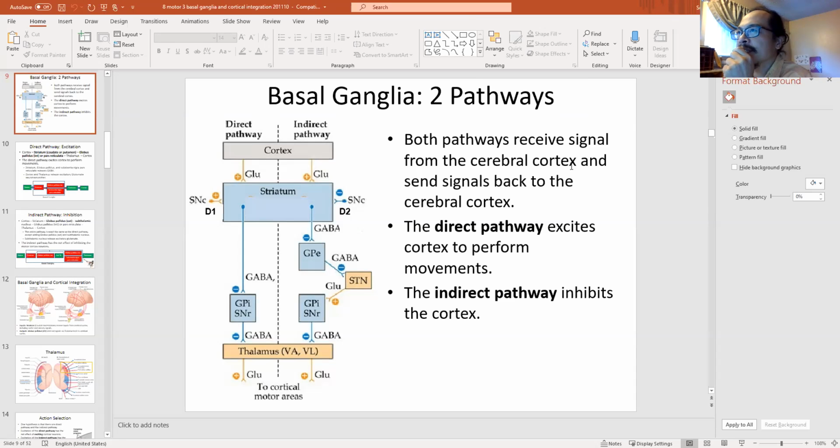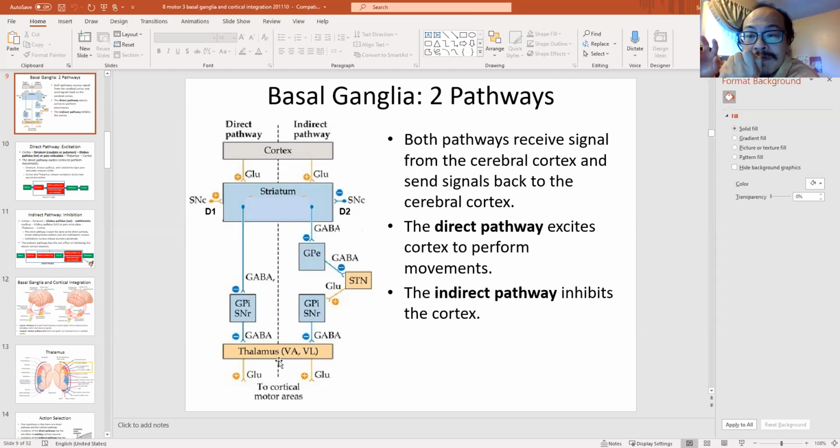All right, so that is the direct pathway. Now, what is the indirect pathway? The indirect pathway has something in common with the direct pathway. They all enter into the striatum, and then they will receive signal from the cortex. Their output is also from the globus pallidus internal segment or substantia nigra pars reticulata. And this output will send to the thalamus. Then this thalamus will send back to the cortex. So the input, output, basically the same.